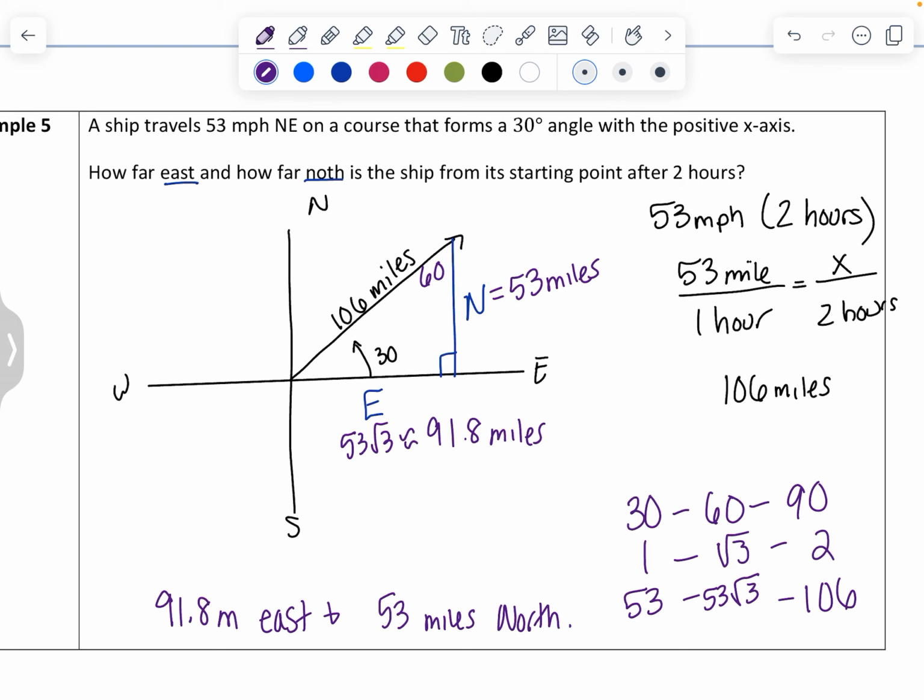And that is it for special right triangles. It does take some practice to get this down, so keep practicing.